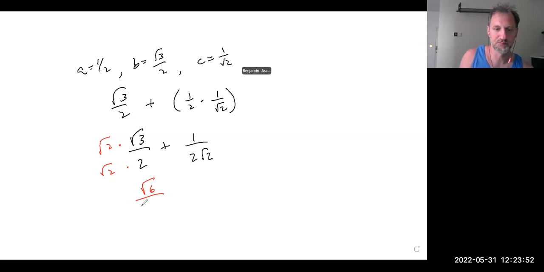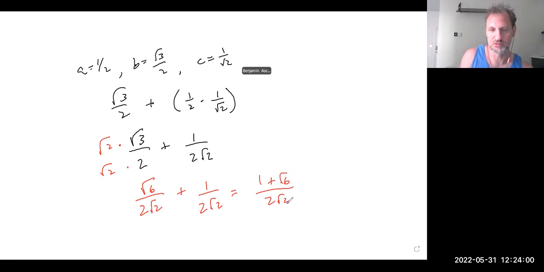Square root of 6 over 2 root 2 plus 1 over 2 root 2 equals 1 plus the square root of 6 over 2 root 2. And again, that's the answer. Can it be simplified? Sure, we could rationalize it. I'll leave that to you as an exercise, and you can check that your rationalized answer is the same as this decimal.